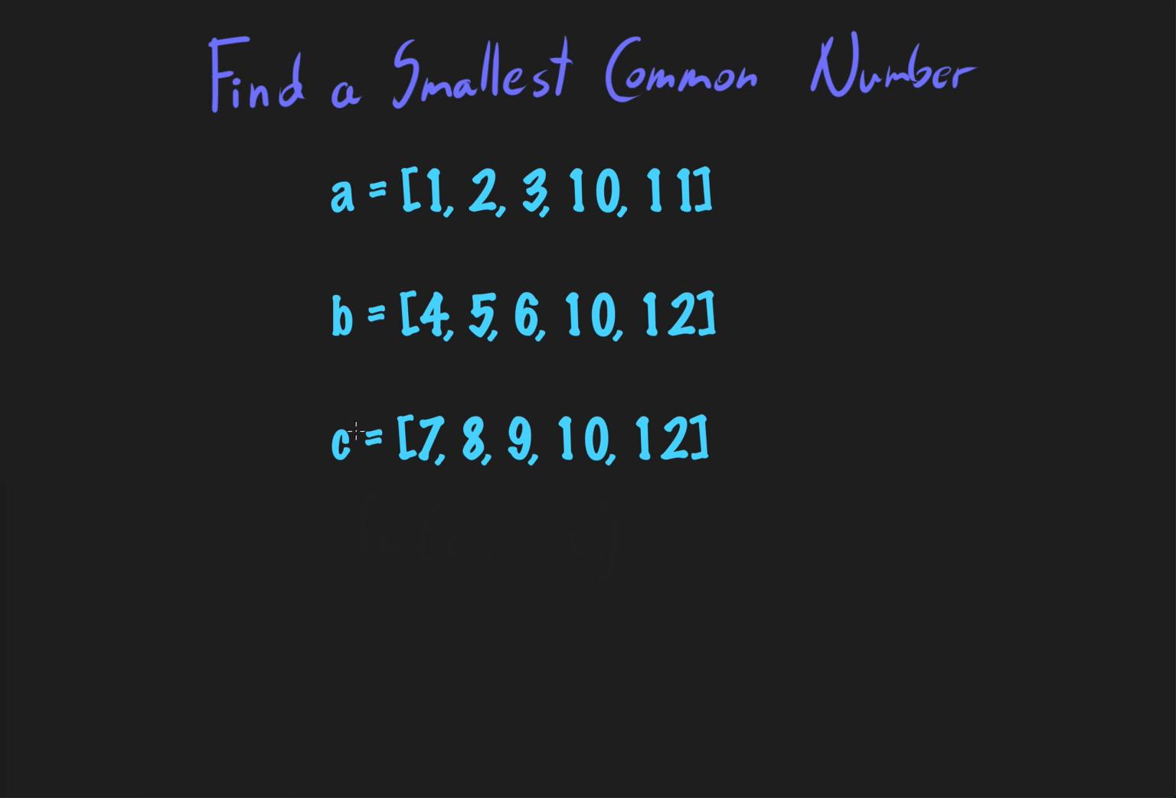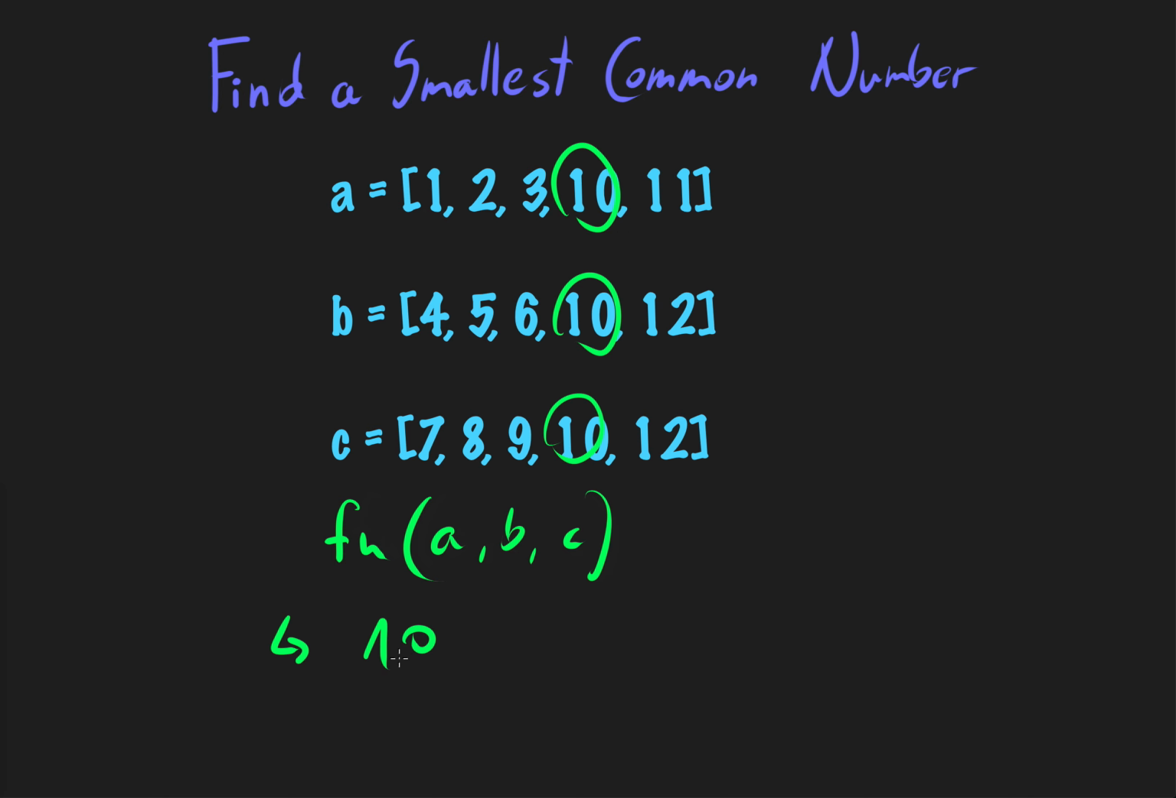And what we need to construct is a function. So let's say it's a function that has an arity of 3. So we are passing 3 arrays, in this case A, B, and C. And what we need to return is a common number. In our case, the common number amongst all 3 of these is 10. So we return 10.